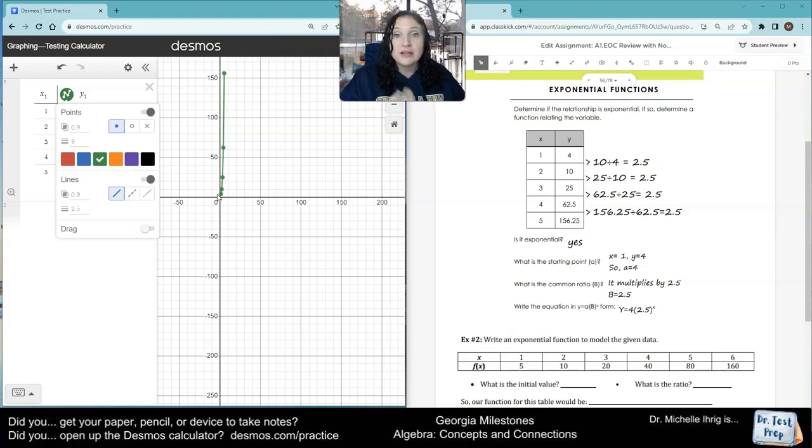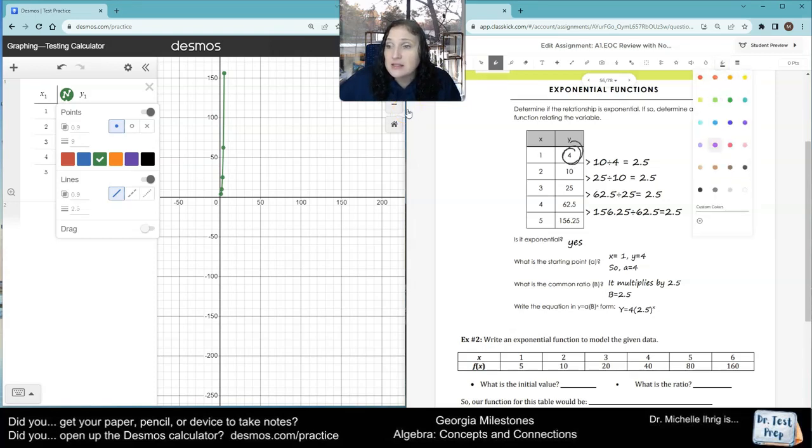Now the starting point is going to be, in these cases, when x equals 1. So our initial value from this table is 4. If we go down to this example, here's x equals 1, so our initial value is going to be 5. The next thing it wants us to do is come up with a common ratio.